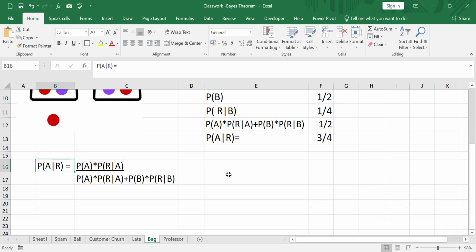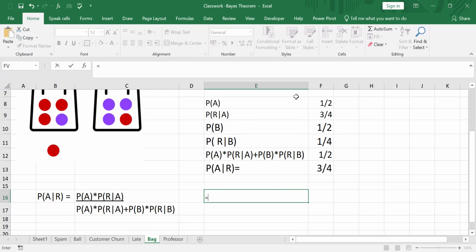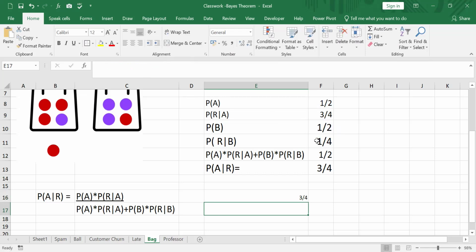Values are here. So it is equal to P of A and P of R given A, that is the multiplication of this star, divided by, repeat the same thing. I can copy like this, Control V, plus I have to do it for this one, that is plus this star, this one, bracket close. That comes to 3 by 4, or you might get it as 0.75 also.